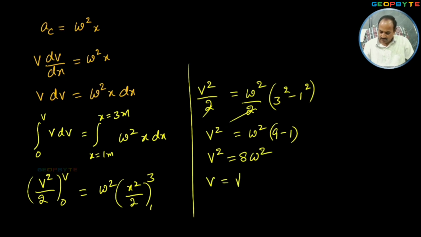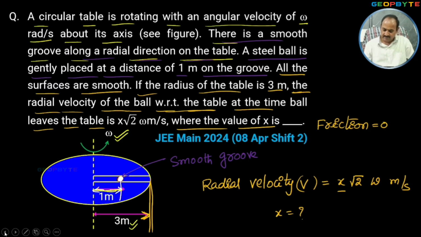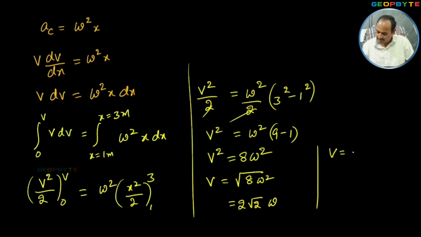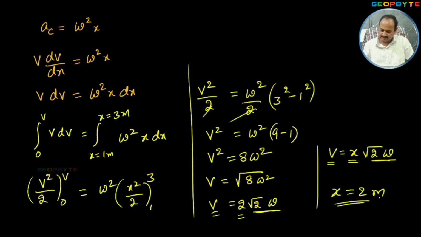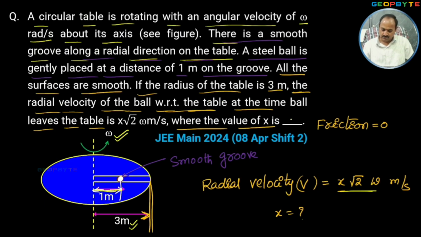V equals root over 8 omega square, which is equal to 2 root 2 into omega. But what is the velocity given? Look at the velocity which is given. The radial velocity which is given is x root 2 omega. Now compare root 2 omega with v. Therefore x must be equal to 2. X equals 2 meters, right? That is the answer. Look at the options, x equal to 2. Understood clearly? The answer is 2. I hope all of you clearly understood.